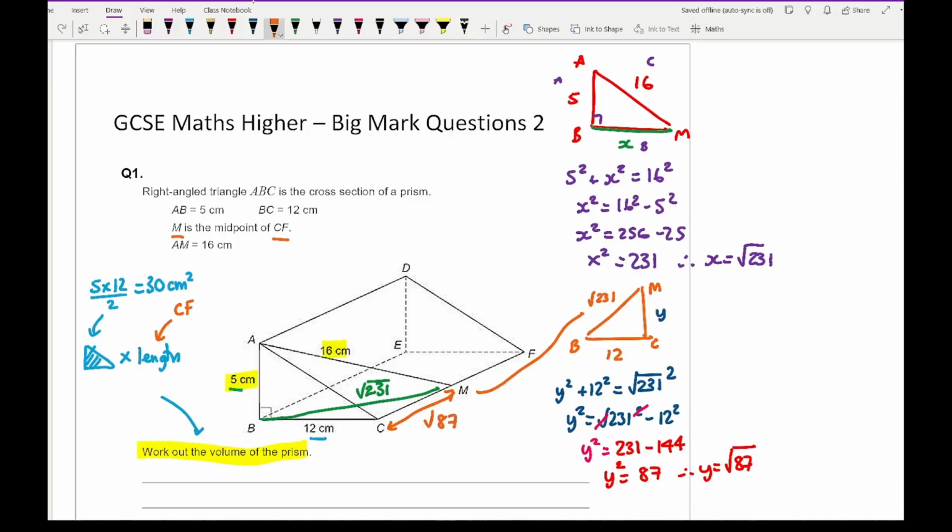Now we've said that M is the midpoint, so that means that this length here is also going to be root 87, giving me a total length of CF being 2 lots of root 87. Now again, this may be a calculator question in which you may have a decimal version of it. I'm going to keep my answer in surd form just in case this question is non-calculator.